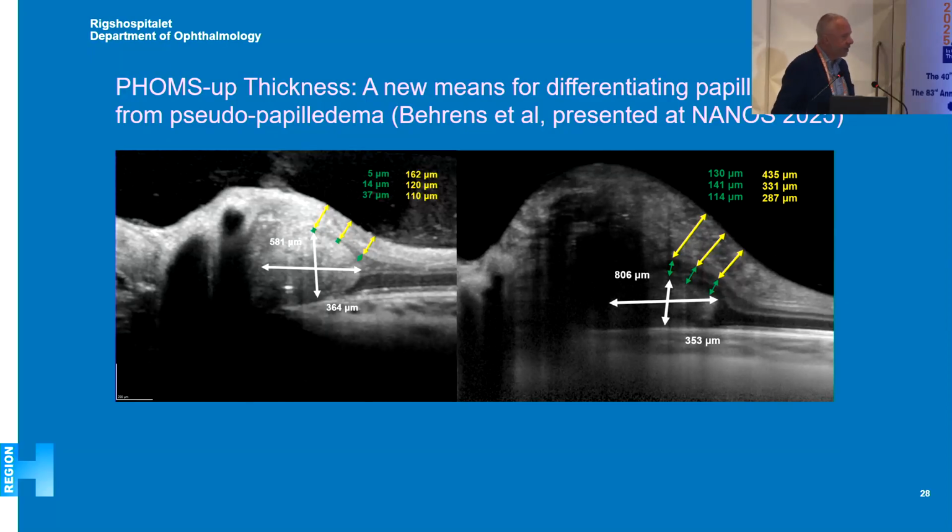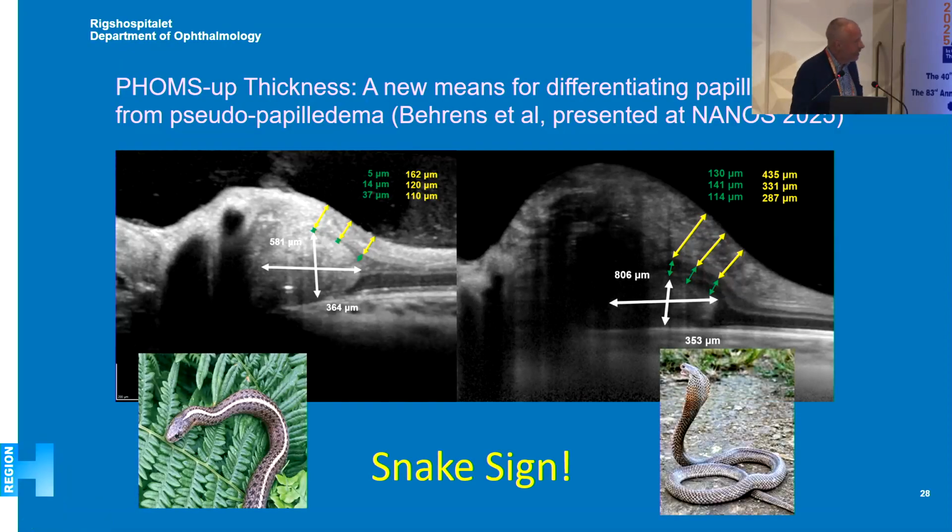and we call it the FARMS-UP. The study we did, we call it FARMS-UP. The reason why we call it FARMS-UP is because it's the layers above the FARMS, up from the FARMS. And this sign, in this case, it's pseudo disc edema, and here's true disc edema. So we call it the snake sign.